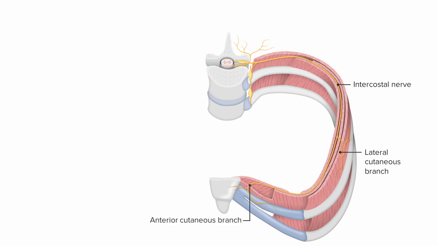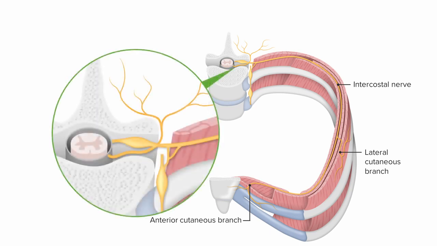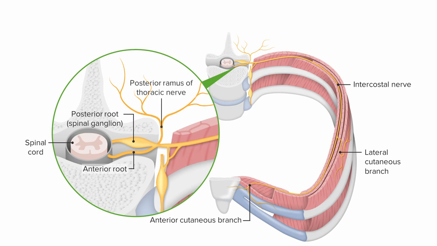There's going to be cutaneous branches anteriorly, and there's going to be some stuff happening posteriorly that is a little smaller, so we're going to zoom in to look at it. So here we see the spinal cord with its anterior and posterior roots. And then we have the posterior ramus of this spinal nerve that's coming out at this level, immediately going to the back and supplying structures in the back, whereas the anterior ramus is essentially what the intercostal nerve is.